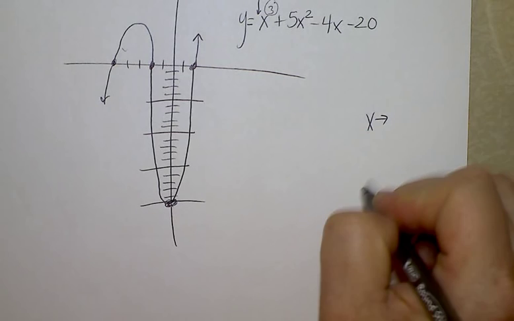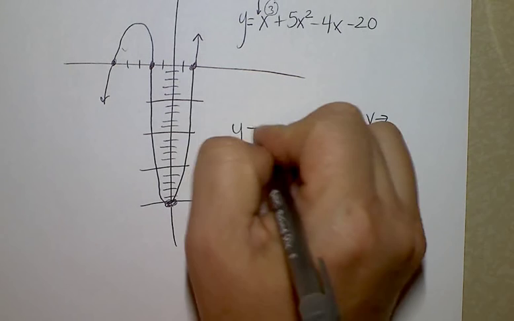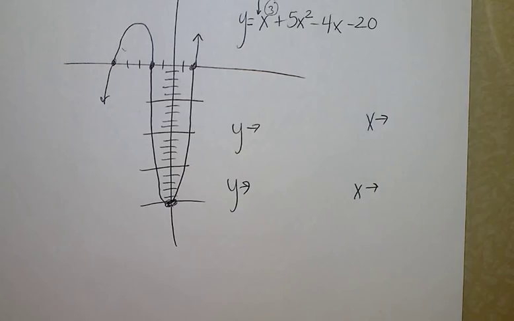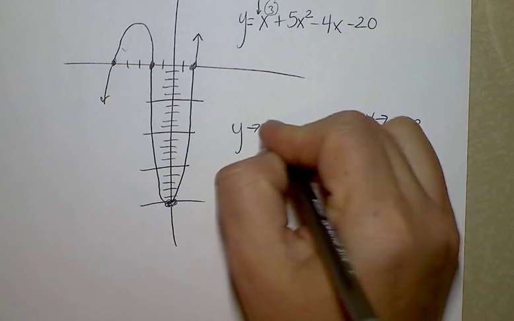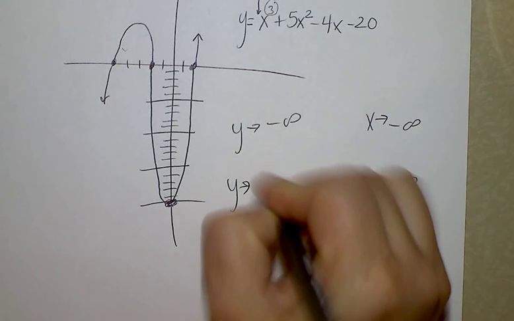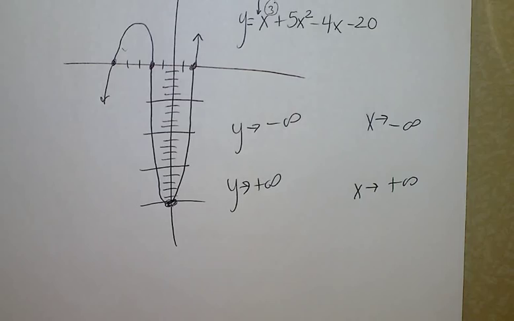Please finalize this by writing down what is the end behavior. As you go to the left, your graph is headed down. As you go to the right, your graph is headed up. Again, how many real solutions does this problem have? 3. How many complex solutions?